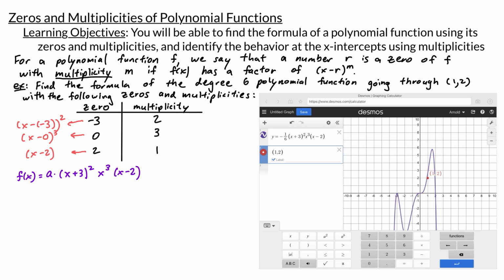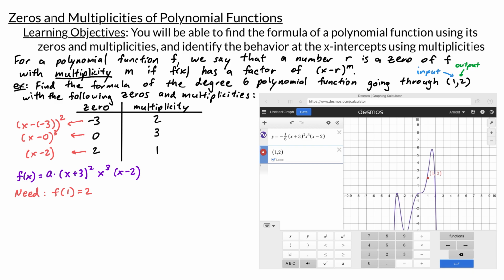Remember that our function going through the point (1, 2) means that when we input 1 into the function, we get the output 2. So what we need from our function is that f(1) equals 2. This gives us an equation that we can use to solve for our vertical scale a.